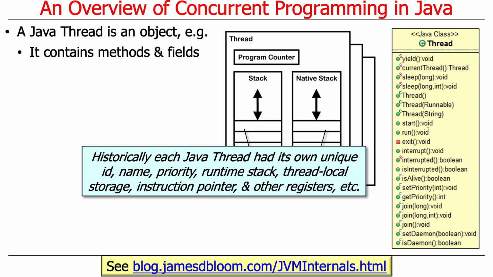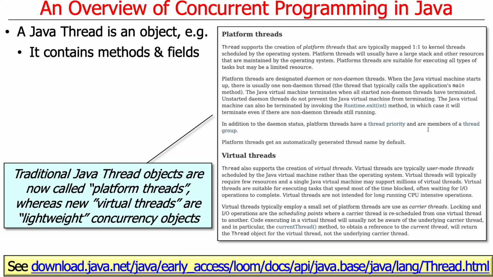Historically, each Java thread had its own unique ID, its own unique name, its own priority that could be set or changed, its own unique runtime stack, which is handling the method calls, or especially recursive calls, its own thread local storage, its own instruction pointer, and other registers to keep track of where we are in the instruction stream in the thread computation. We'll see that with Project Loom, this has changed.